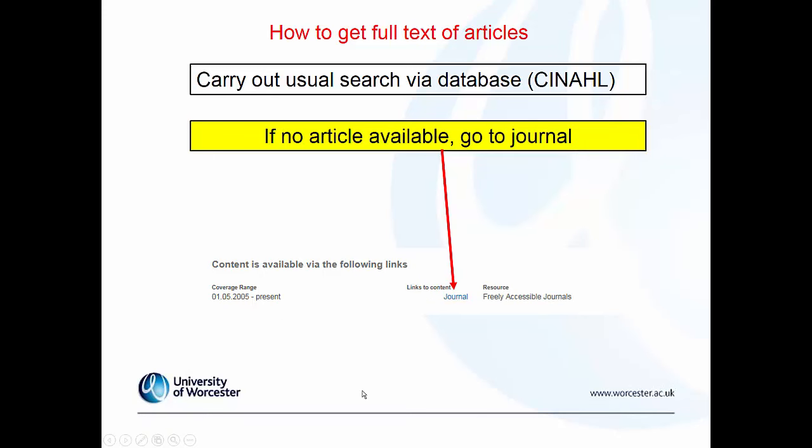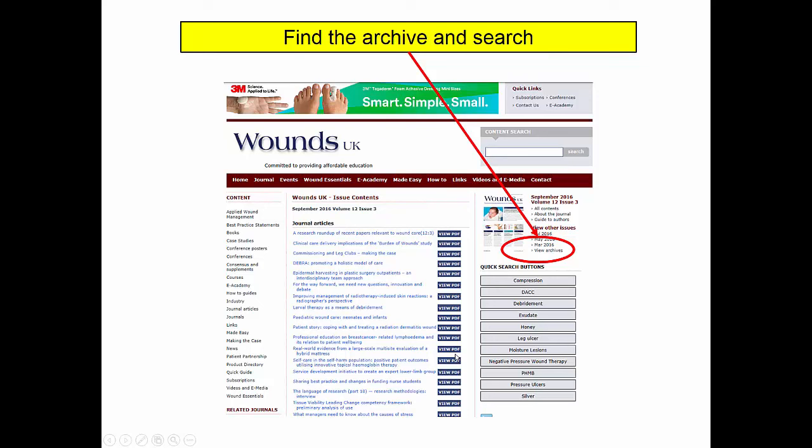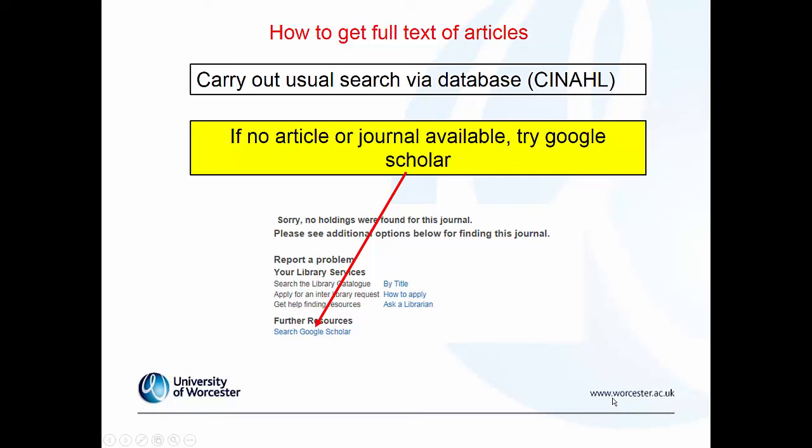Sometimes there's no link to an article, but there's a link to a journal, and this tends to be the open access journals like the one we looked at earlier. If you click on that, it takes you to the home page. There'll be a link somewhere to archives, or sometimes it says something like view all articles, and you can click on that and search manually. If there's no article or journal available at all, it will say sorry, no holdings were found.